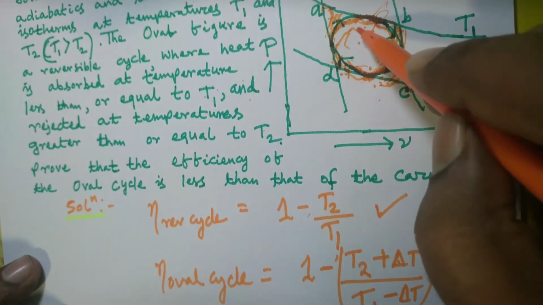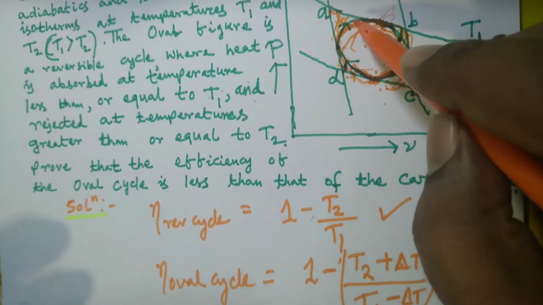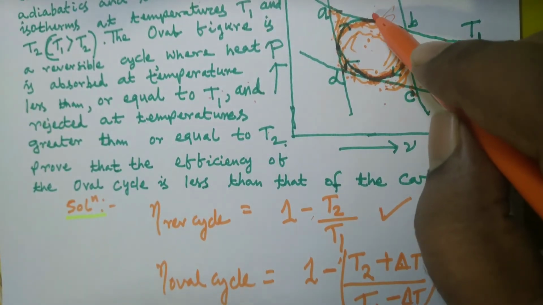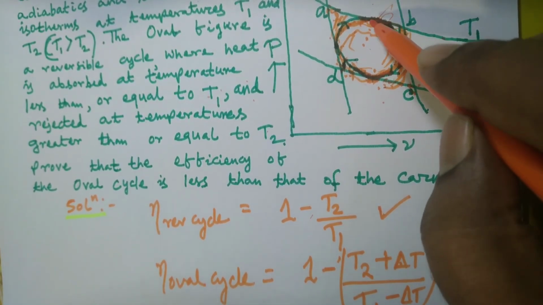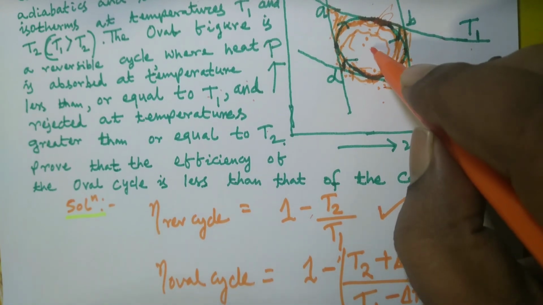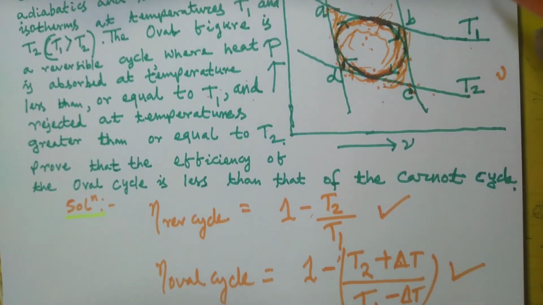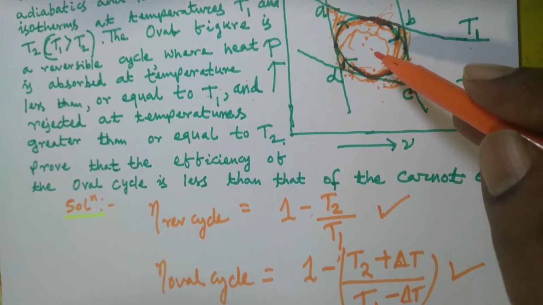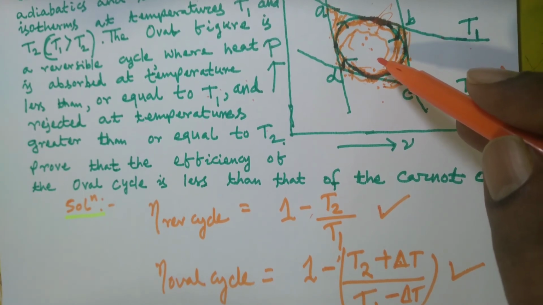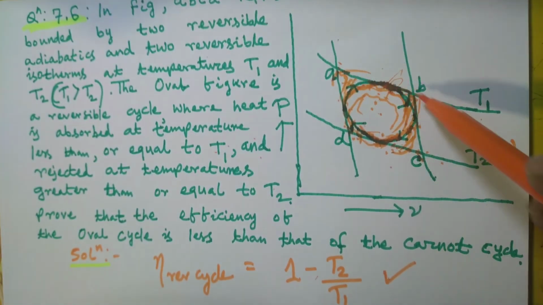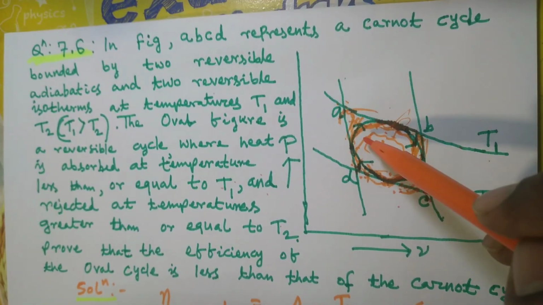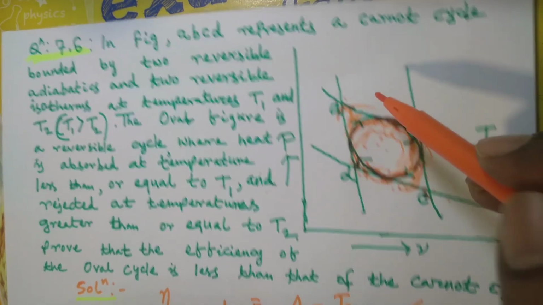So for the same heat input, if the temperature at which heat addition takes place remains the same, obviously the heat supply also remains the same. So if for the same heat input there is more work output in the case of a cycle, then obviously the efficiency of that cycle will be higher than the other one. So here the efficiency of ABCD, that is the Carnot cycle, will be higher than the efficiency of the oval cycle.